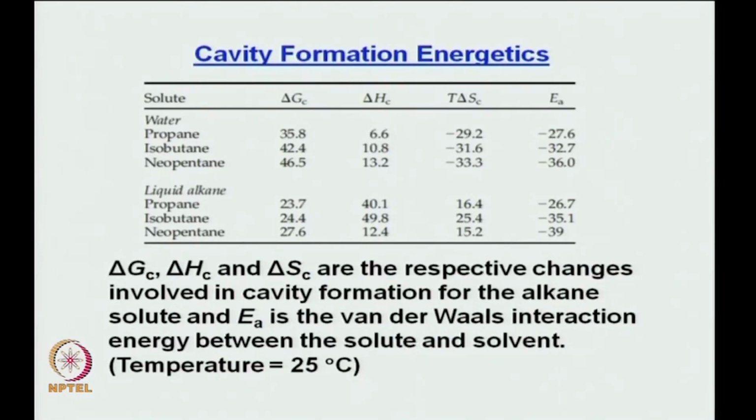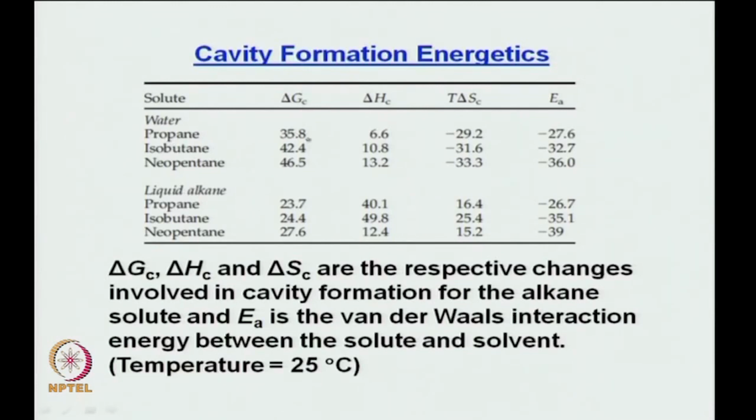So, what was the solute? The solutes were first propane, then isobutane, then neopentane, right. These were the solutes which you dissolved in water, and then you took the same solutes and dissolved them in the corresponding alkane. You take propane and dissolve it in propane, and you take propane and dissolve it in water. Similarly, you take isobutane, dissolve it in isobutane, and dissolve it in water, and you compare the energetics. That is what you are doing. The same for neopentane. So, look at this delta Gc, right.